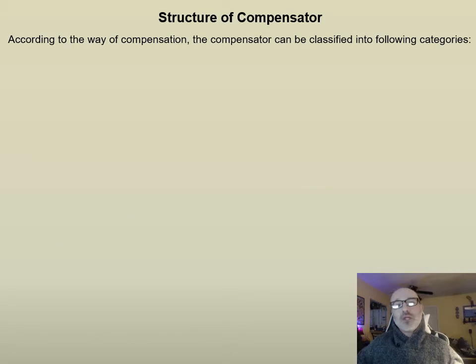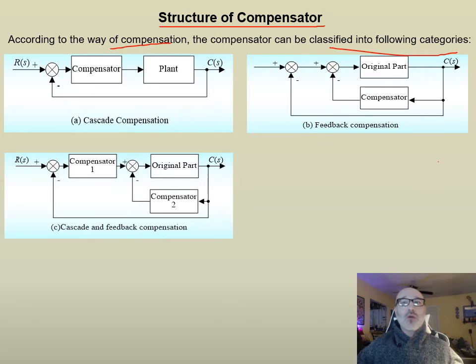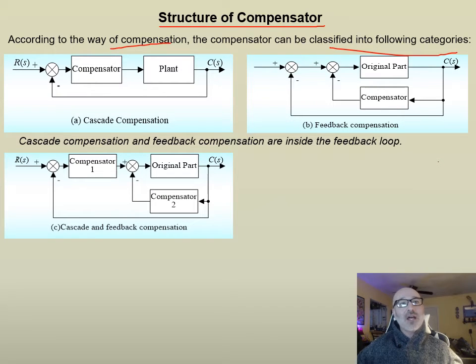Next, I want to take a little bit of time to discuss the structure of the compensator. According to the way of compensation, the compensator can be classified into a couple of different categories. The first category we're going to discuss is cascade compensation and feedback compensation. For cascade compensation, we can see right here we have our input coming over here, our compensator, our plant, and then we talk about feedback compensation.